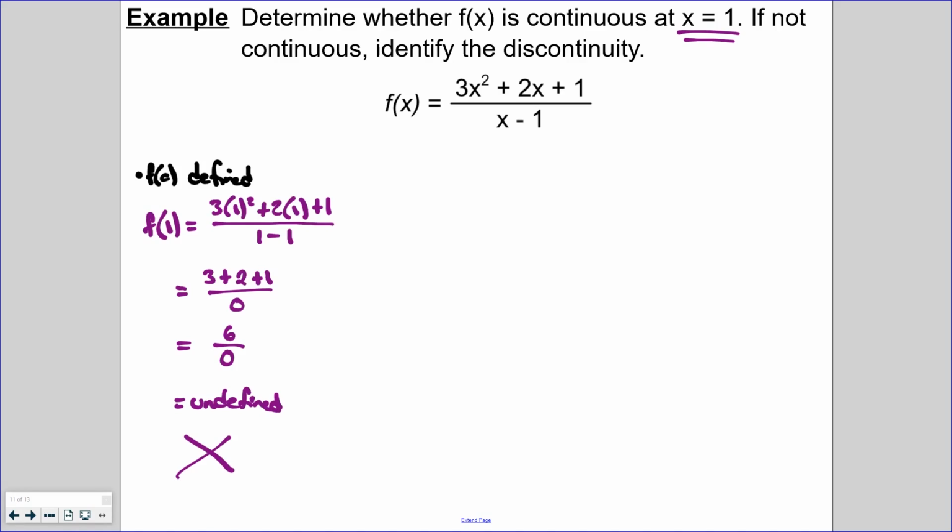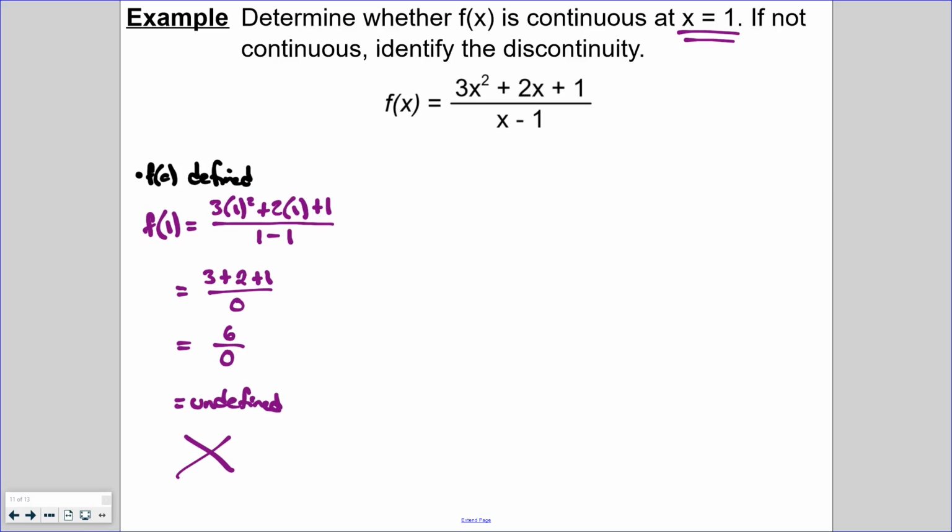So then we need to move on to the second part of the direction. So if not continuous, identify the discontinuity. Well, if condition 1 fails, we know that there's either going to be a removable discontinuity, aka a hole, or there's going to be an infinite discontinuity, aka vertical asymptote. So now we just need to figure out which one of those two discontinuities it is. And we can figure that out by moving on to our remaining two conditions of continuity.